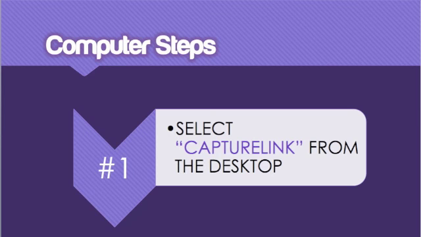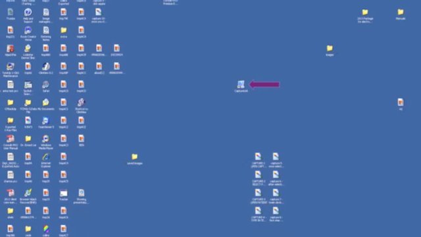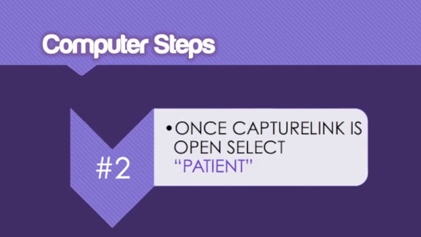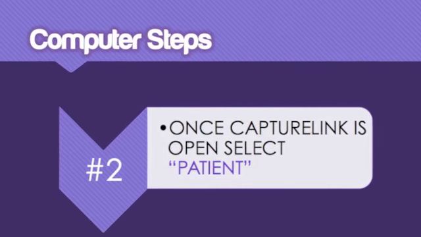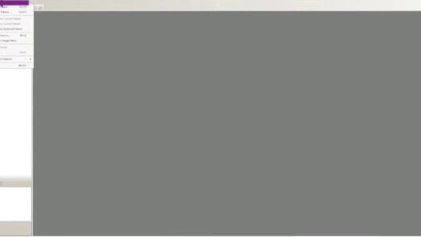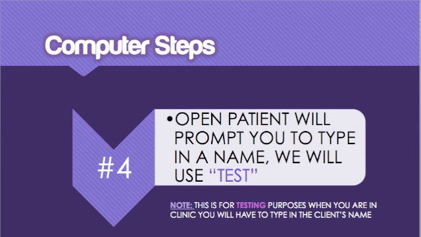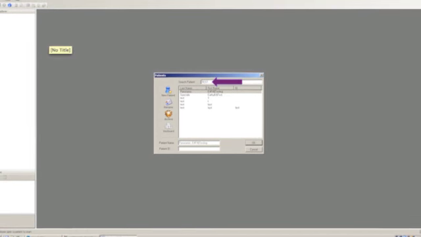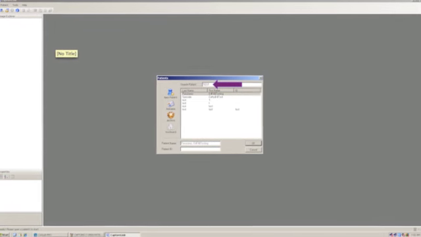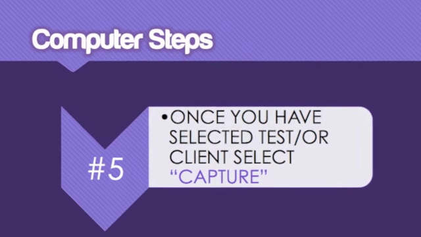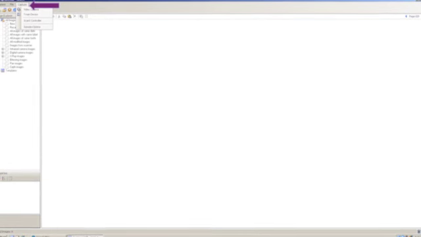The first step is to select Capture Link. You can find it on the desktop. Once Capture Link is open, select Patient. Step 3. Under the Patient column, select Open Patient. Step 4. Under Open Patient, it will prompt you to type in the name, and for this purpose, we will be using Test. In Clinic, you will have to write down your client's name. Once you have selected Test or Client Name, select Capture.